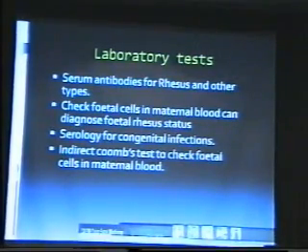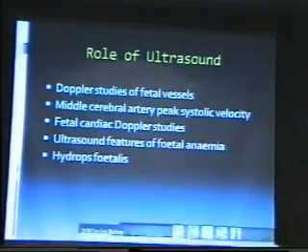We look for serology for congenital infections, but congenital infections are usually not recurrent, and they will not cause severe disease. So even if you have a CMV infection, I'm not expecting a woman who has a recurrent infection with CMV to develop severe fetal anemia. The most important test for us is the indirect Coombs test to check for the presence of maternal antibodies. And then we come to the value of the ultrasound, where we look for changes in the fetus.